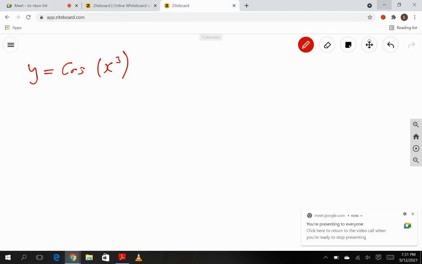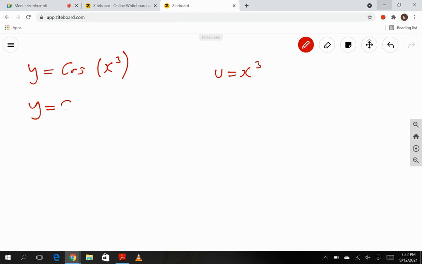Okay. So now with what we've now talked about, let's see how we are going to solve this question. So now we always go like y. So we make our u to be x cubed. So u is x cubed. So we are going to say cos u. Then differentiation.